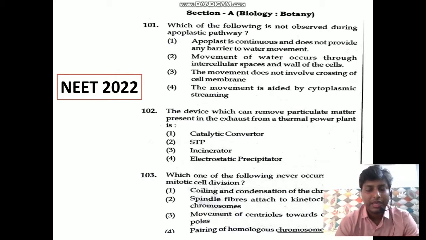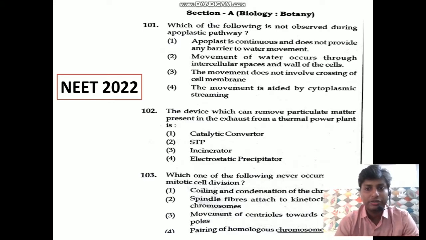And let's talk about the question itself, wherein they are asking what is used to remove the particulate matter in the exhaust from a thermal power plant. Now, what is a thermal power plant? A thermal power plant is a plant which helps in the formation of electrical energy from thermal energy. What is thermal energy? It is nothing but heat energy. And how is heat energy obtained? Heat energy is obtained by burning fossil fuels, for example coal, right?